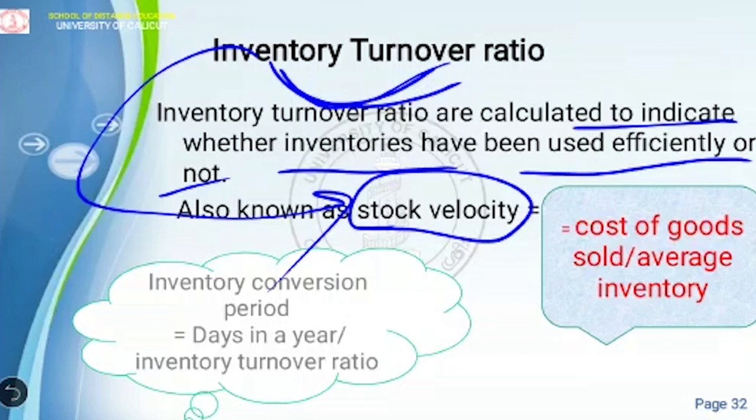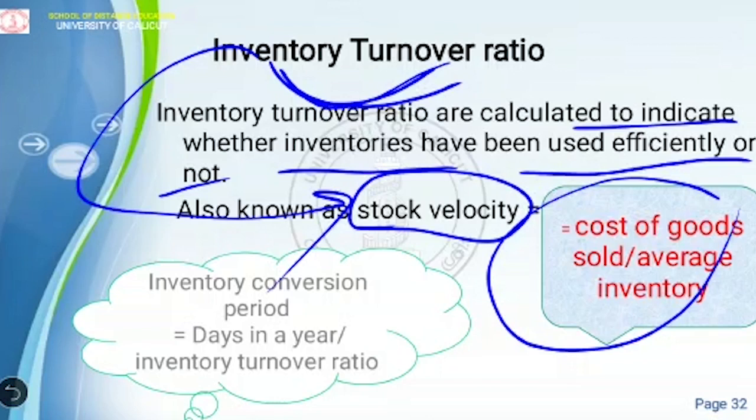In your objective type examination, you can expect such a thing. Inventory turnover ratio is also called stock velocity. It can be calculated as cost of goods sold divided by average inventory. Cost of goods sold divided by average inventory.